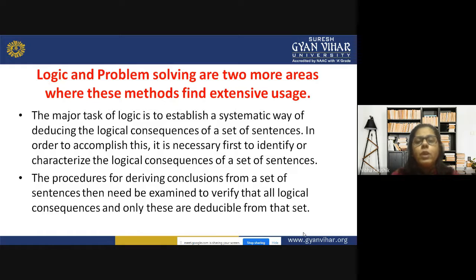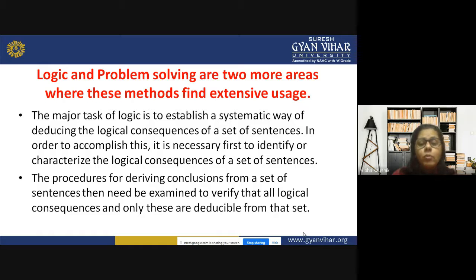Logic and problem solving are two more areas where these methods find extensive uses. Which methods? Inductive and deductive methods. The major task of logic is to establish a systematic way of deducing the logical consequences of a set of sentences. In order to accomplish this, it is necessary first to identify or characterize the logical consequences of a set of sentences.